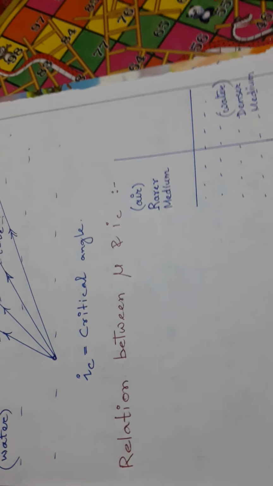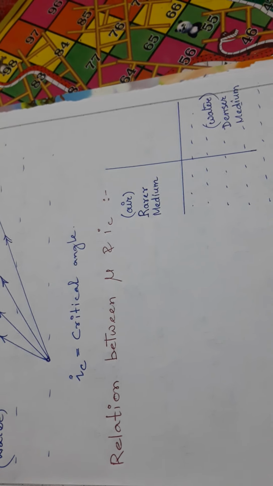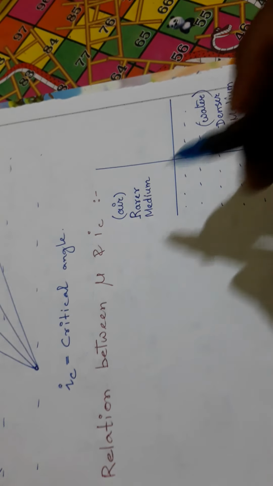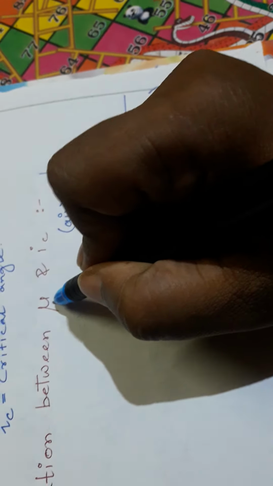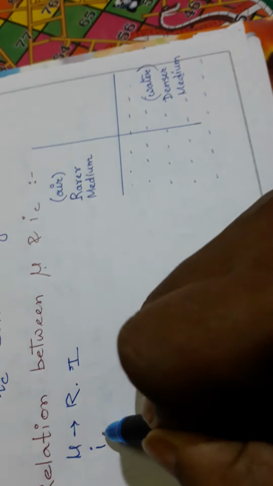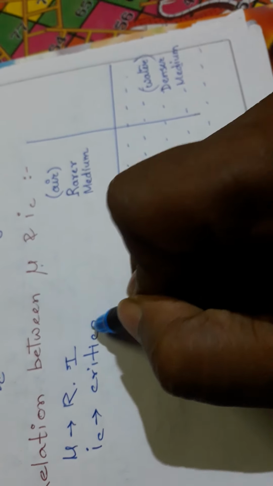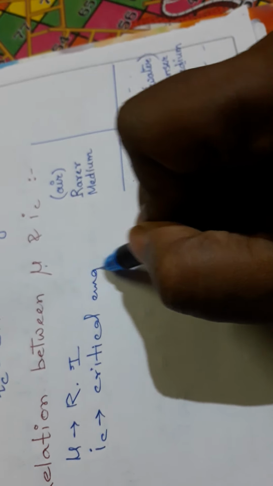Hello students, now I will derive the relation between mu and IC. What is mu? Mu is the refractive index of the medium, and what is IC? IC is called the critical angle. I already discussed what is critical angle.